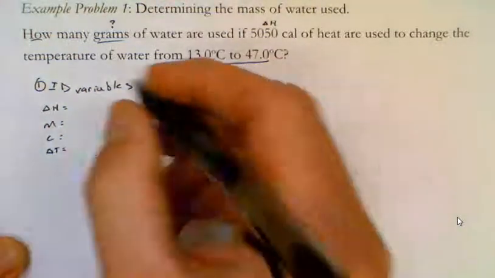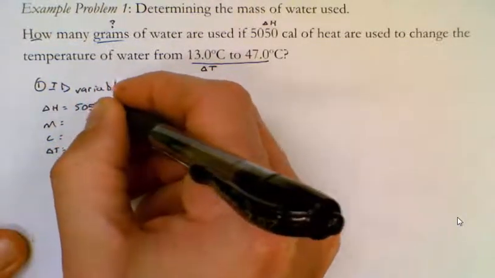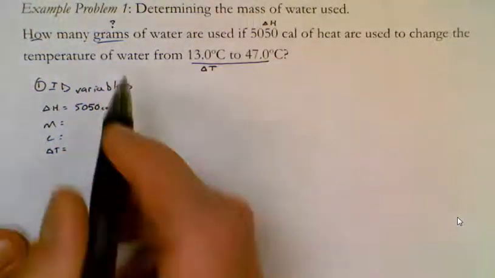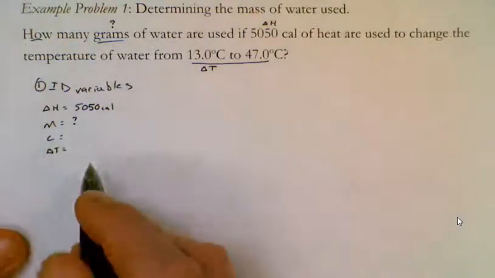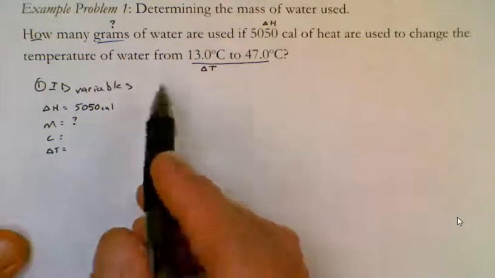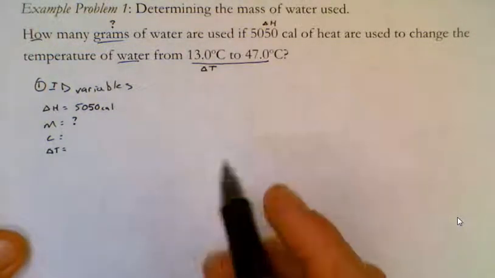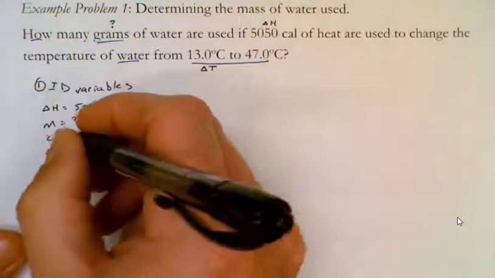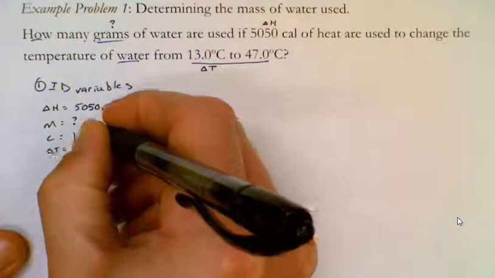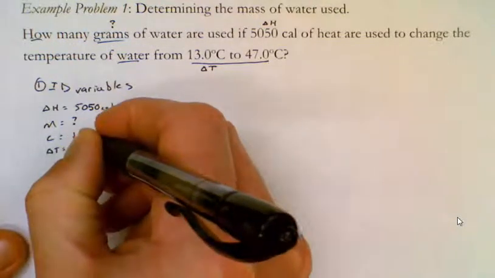Delta H was 5,050 calories. M was the mass in grams. We're question marking that. C isn't provided in this problem, but since the substance is water and since the temperatures are between 13 and 47, we know that the phase of water is liquid, and the specific heat value for liquid water is 1 calorie per gram degrees C.